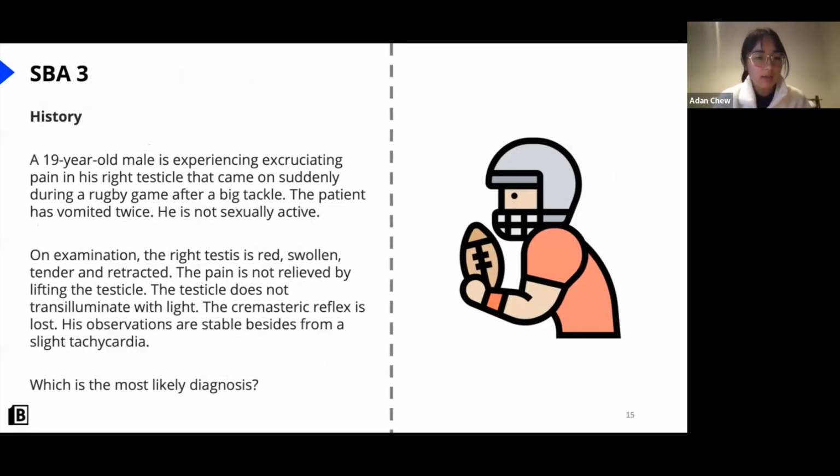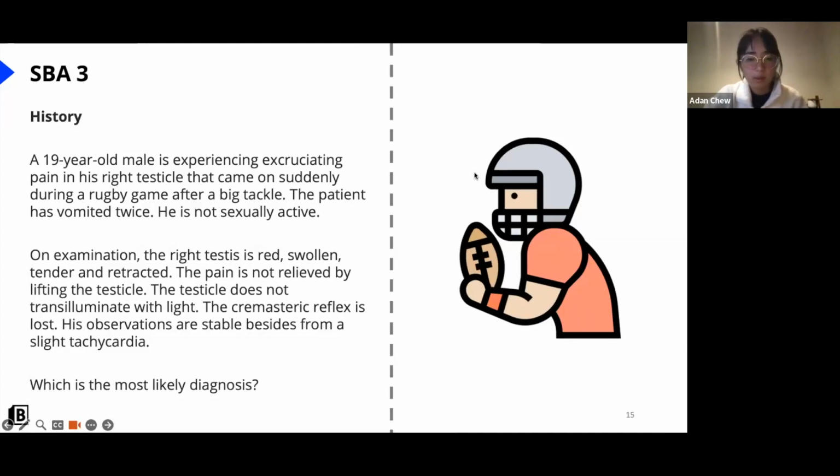So this is a 19-year-old male who's been experiencing excruciating pain in his right testicle that came on suddenly during a rugby game after a big tackle. The patient vomited twice and he's not sexually active. On examination, the right testis is red, swollen, tender, and retracted. The pain is not relieved by lifting the testicle, and the testicle does not transilluminate with light. The cremasteric reflex is lost as well, and his observations are very stable, besides slight tachycardia.